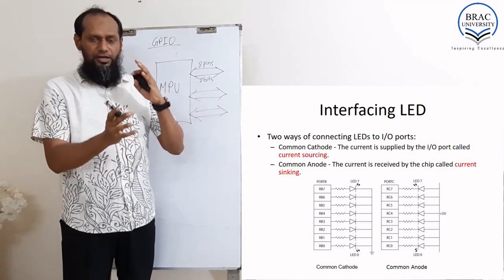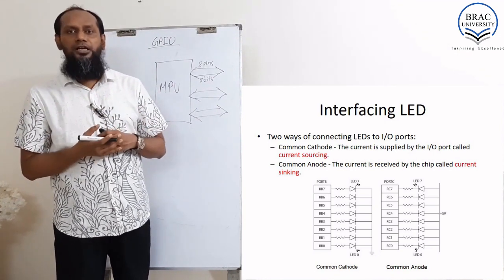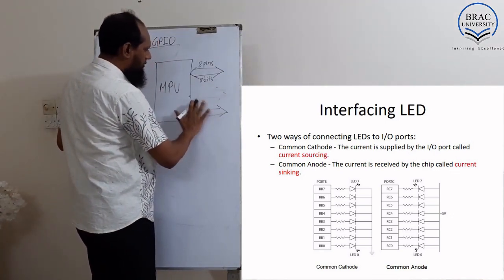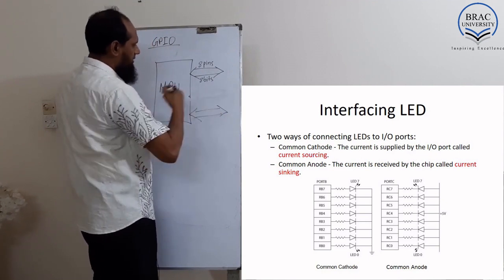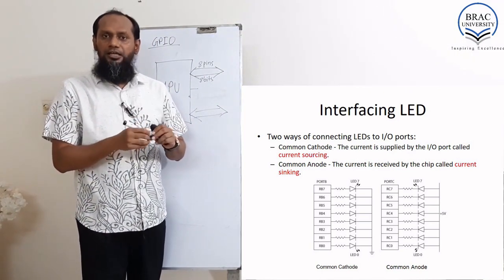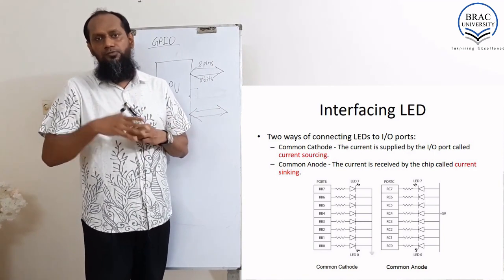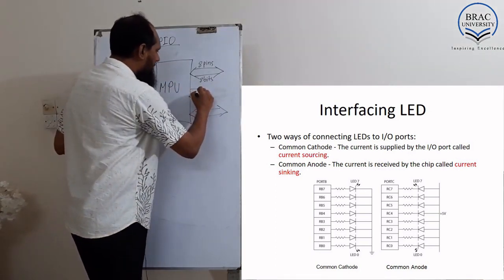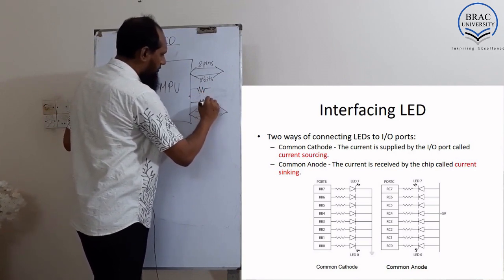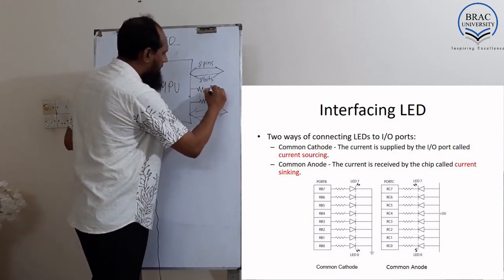But for LEDs, the configuration can be either common cathode or common anode. I'm just showing you with a two-LED example. Okay, we are using a resistor so that the LED doesn't get burned because of fluctuation of the current flow or the voltage. So every LED should have a resistor. I'm just showing you two LEDs with common cathode.